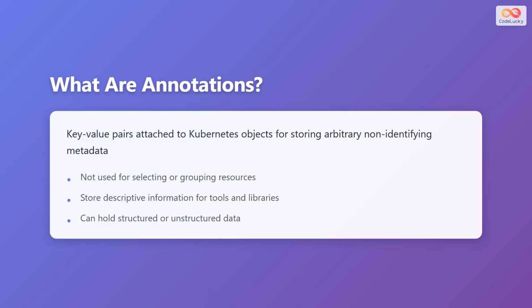Annotations are key-value pairs that you can attach to any Kubernetes object. They're designed specifically for storing arbitrary non-identifying metadata. Unlike labels, annotations are not used for selecting or grouping resources. Instead, they store descriptive information that's useful for tools, libraries, and users. Annotations can hold both structured and unstructured data, making them extremely flexible for various use cases.